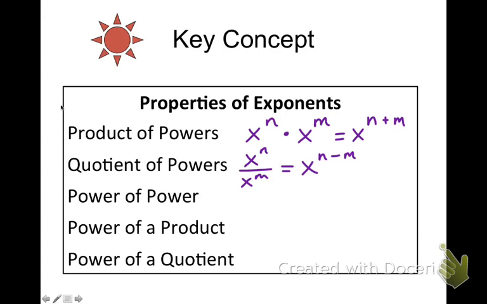Power of a power. So that's when you have a power and you take it to a whole other power. So if I had x to the n being taken to the m power, then what do I do with my exponents? x to the n times m power. Good. So just multiply, n times m.